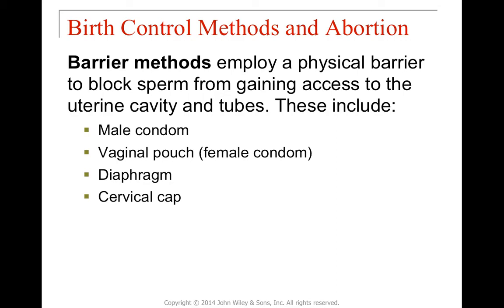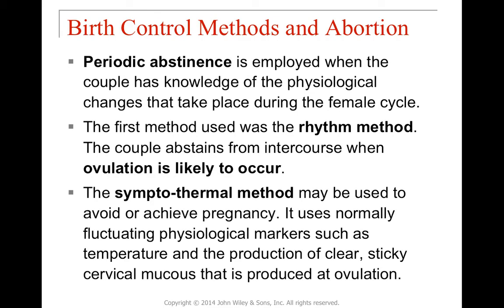Barrier methods are meant to make it that sperm and egg don't actually ever interact, so it's a physical barrier that keeps sperm from gaining access to the uterus and therefore the uterine tubes. And that's going to include things like the condom. There's a female condom as well. It's called the vaginal pouch, something called the diaphragm, and a cervical cap, which are both going to be in between the vagina and the cervix. And one is going to be fitted specifically for your cervix.